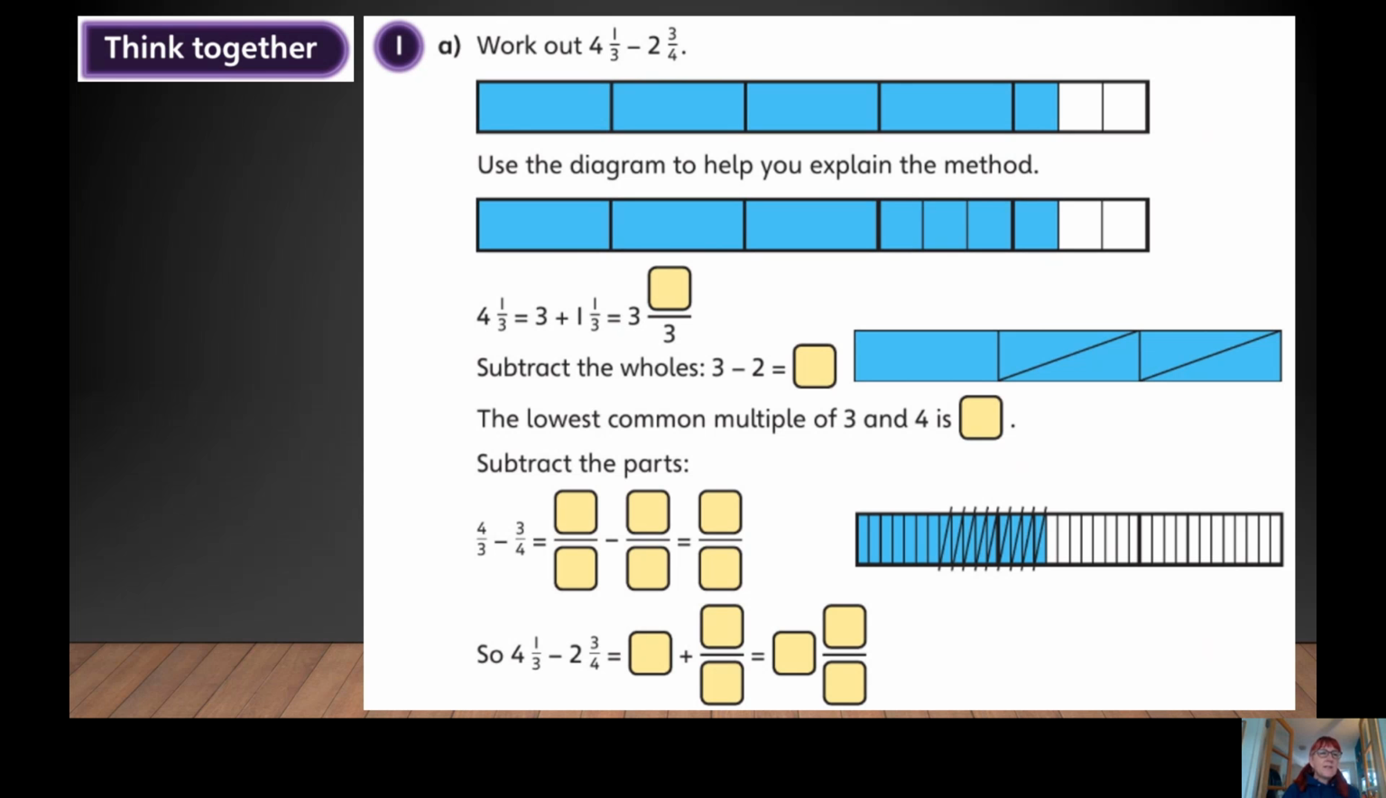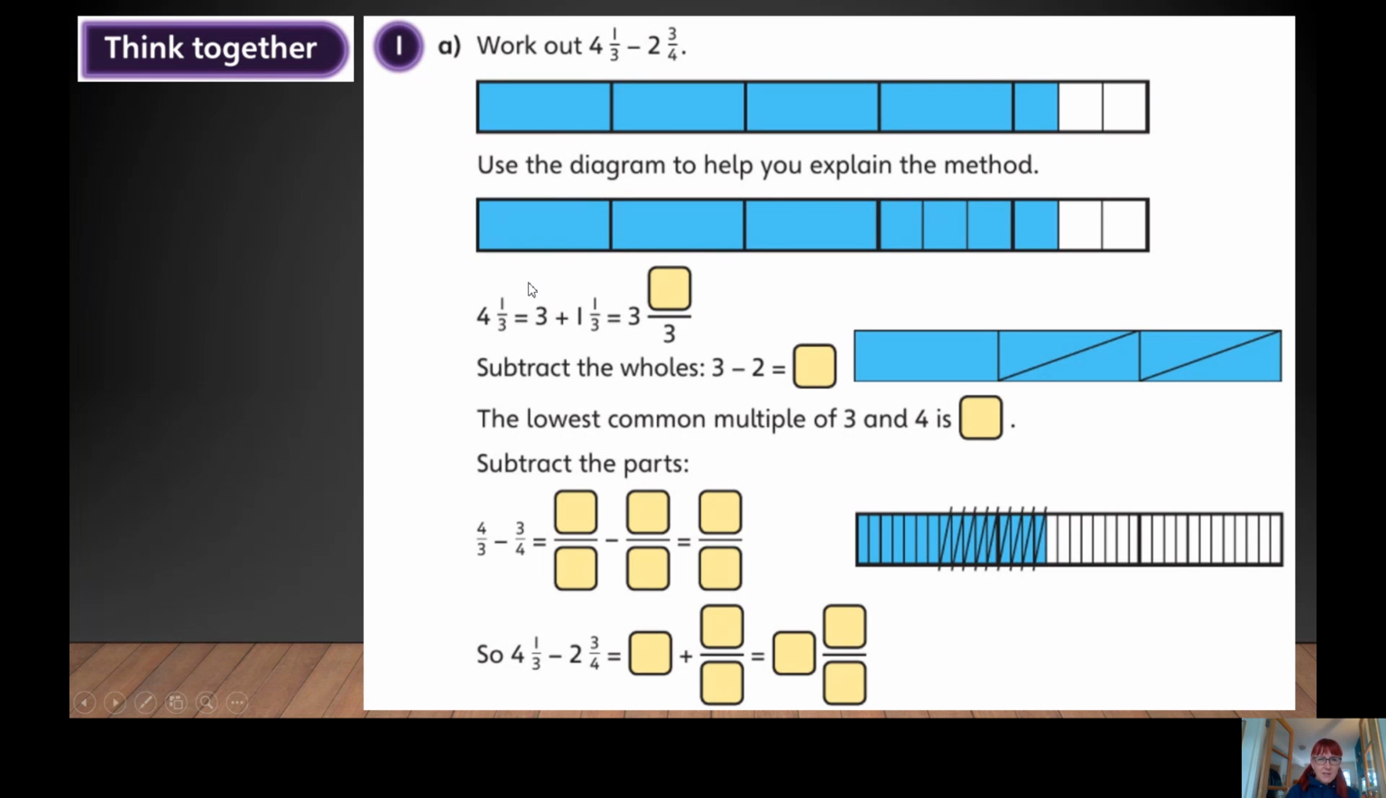So 1A, think together, says work out 4 1/3 subtract 2 3/4. And we've got ourselves some diagrams here. Okay, so it might be worth just considering what do the blue bits on the diagram represent. And here we have another diagram representing an exchange. So this is talking about strategy 1, where you're taking one of the whole and you are converting it into its fraction parts.